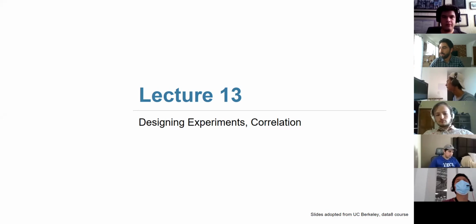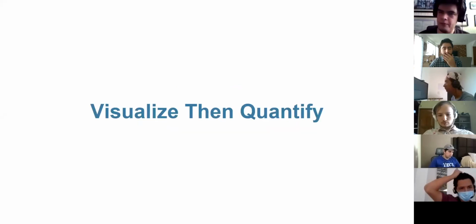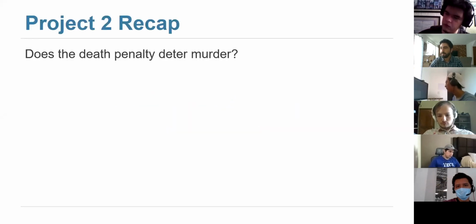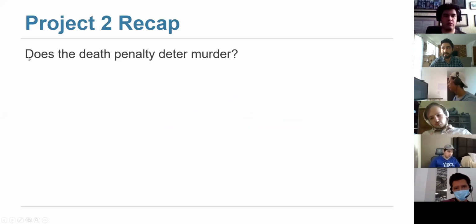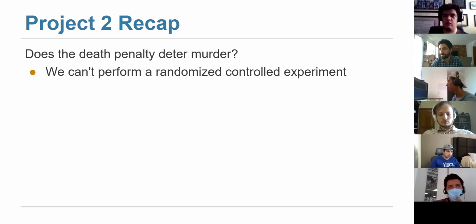Anyway, so today we're going to talk about design experiments, a little bit about correlations and R. So you just finished project one, so let's go a little bit through project two and see what we did. The main question asked almost at the end of project two was, does the death penalty deter murder rate? That was the main thing you were trying to find out in your study.